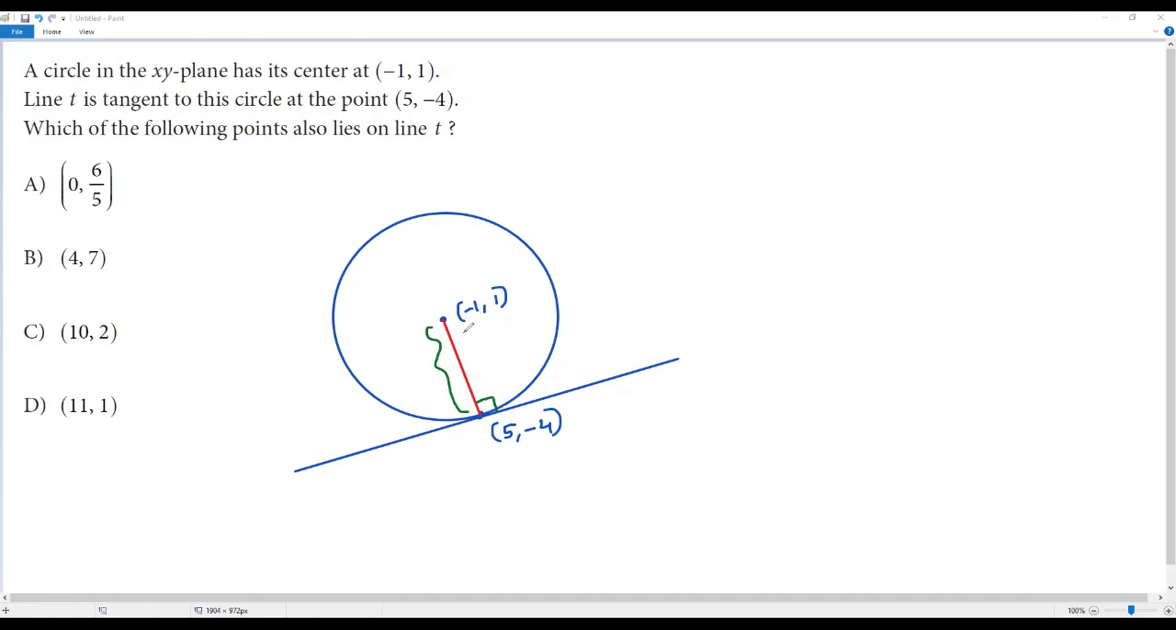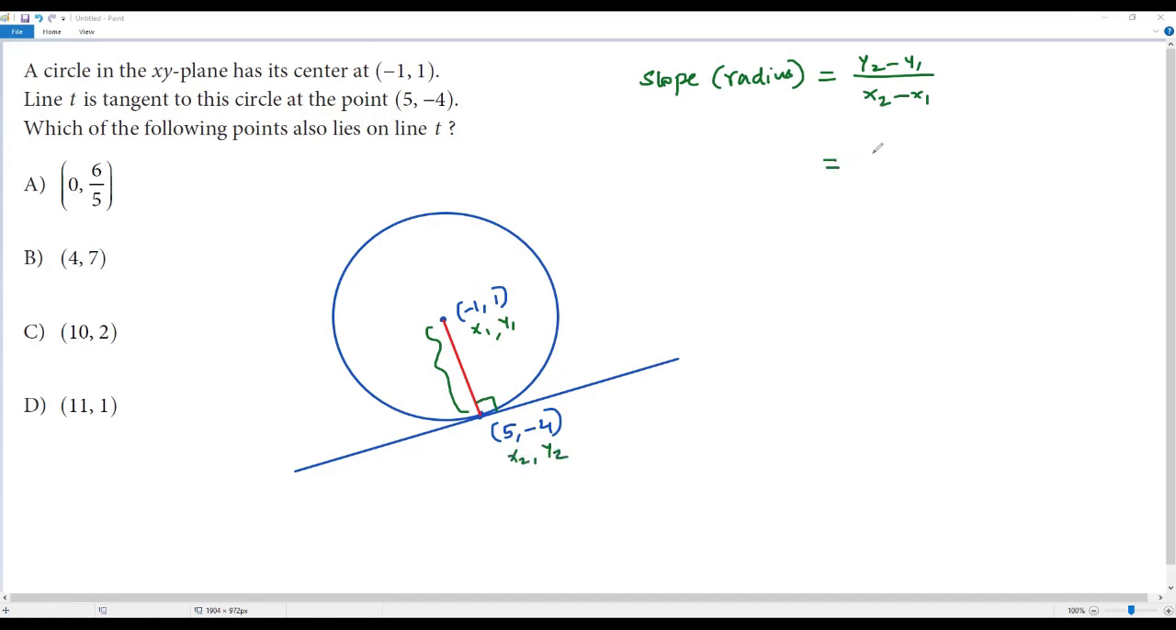Now let's find the slope of the radius. Since we have the 2 points on the line segment which represents the radius, we can use the formula y2 minus y1 divided by x2 minus x1 to get the slope. Here we can take this one as the first point x1, y1, and this is the second point x2, y2.